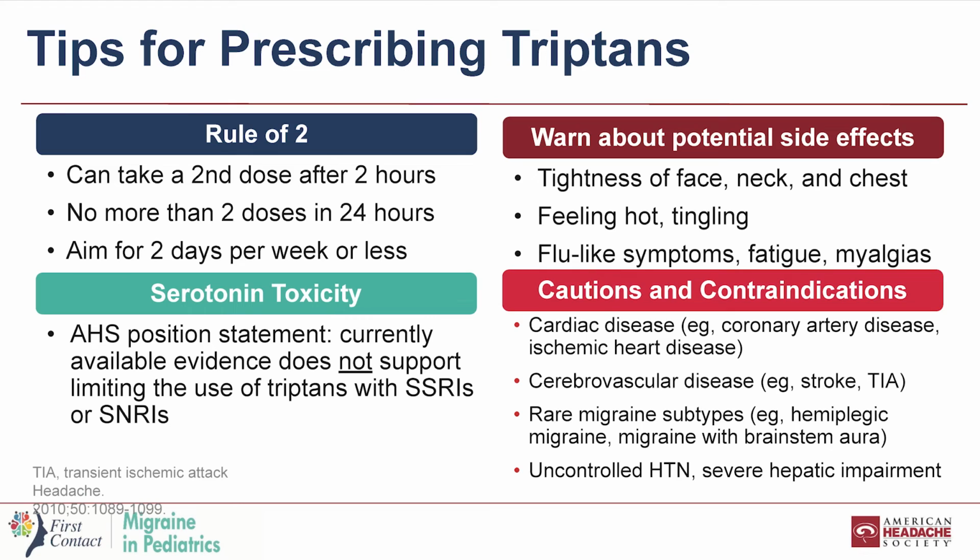Another important thing when prescribing triptans is to talk about potential side effects. People who are naive to triptans can be really alarmed if they have some of the common side effects, especially in the first dose. So triptans can cause a tight feeling in the face, neck, or chest. People can feel flushed or tingly, and that can be alarming if it happens the first time you take a medicine because it may feel like an allergic reaction. Some people might even confuse it with something like anaphylaxis. So you do have to warn patients that this can happen.